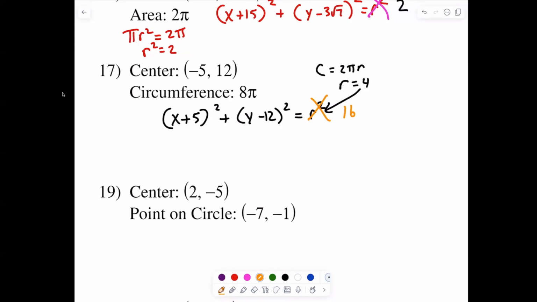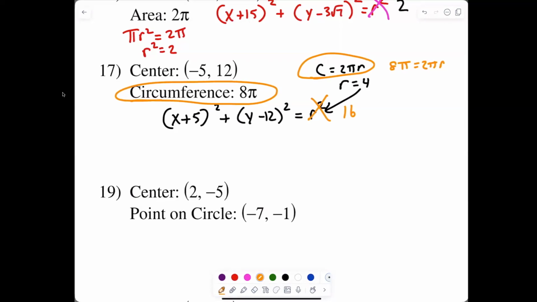I'm trying to convince some of you of that. It told me what the circumference was. You're supposed to say, how did you get R? Do you see how I got R, given the circumference? There's a circumference formula, 2 pi R. Agreed? 8 pi equals 2 pi R. Solve for R, what did I get? Come on. Agreed?